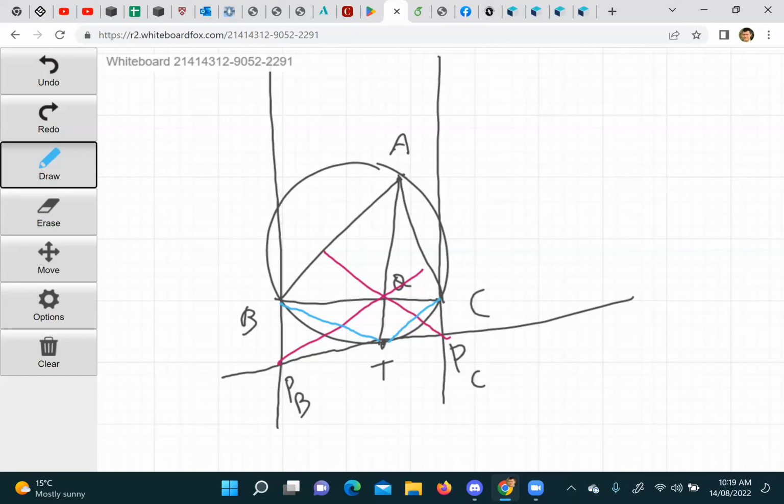Some stuff is cyclic. Lines on the minor arc. I spent 1 year in an art school so I can draw perpendicular lines. PB perpendicular to AC, PB perpendicular to T is any point. We may have diagrammed it.